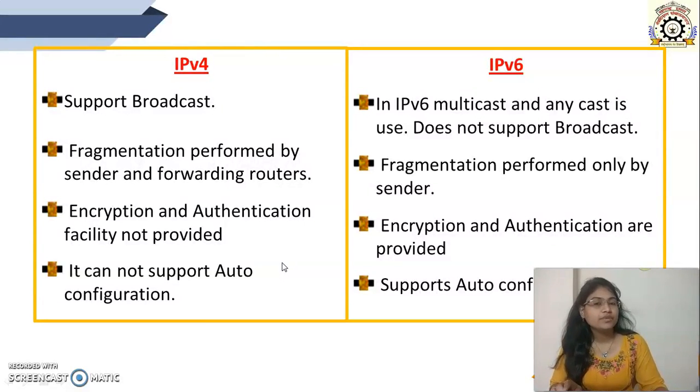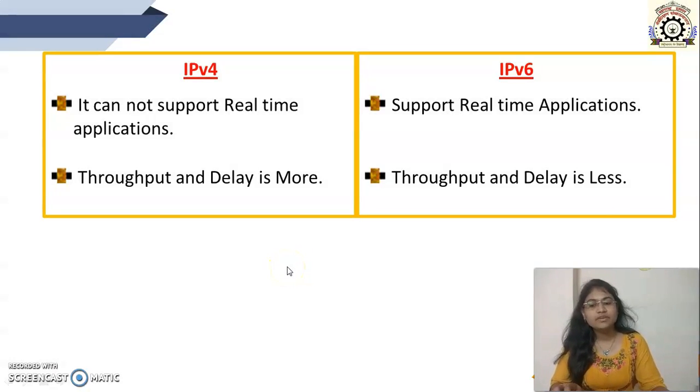IPv4 cannot support auto configuration, but IPv6 can support auto configuration. Next, IPv4 cannot support real-time applications, but IPv6 can support real-time applications. We can say that IPv6 supports real-time applications because in IPv6 we are using the field flow label, which is used to support real-time applications, that is to provide special handling to that packet by the intermediate routers. But in the case of IPv4, we are not using such a field called flow label.